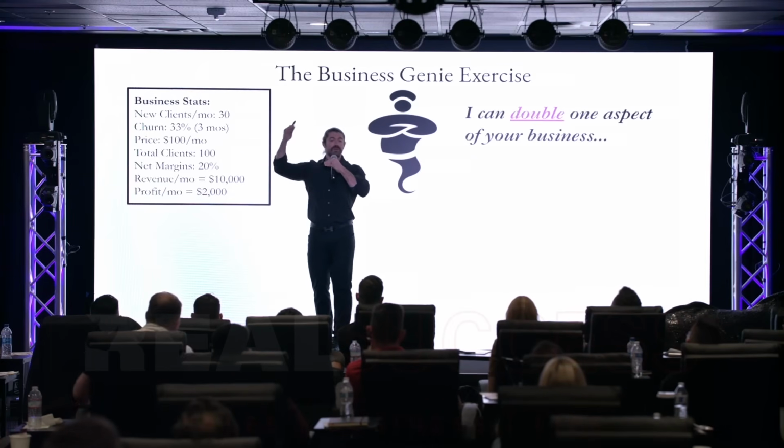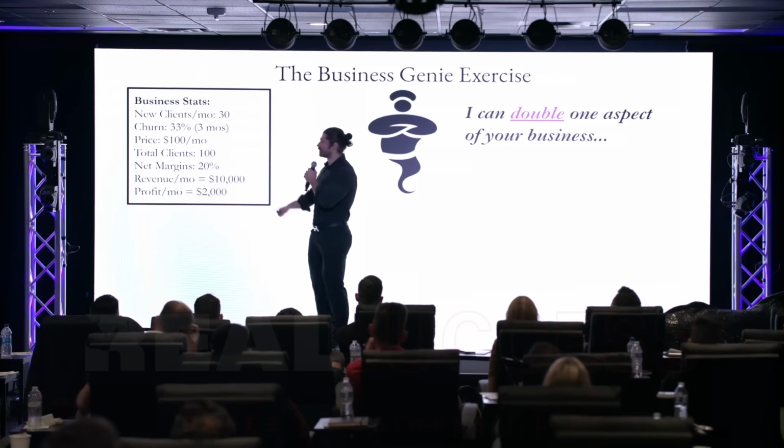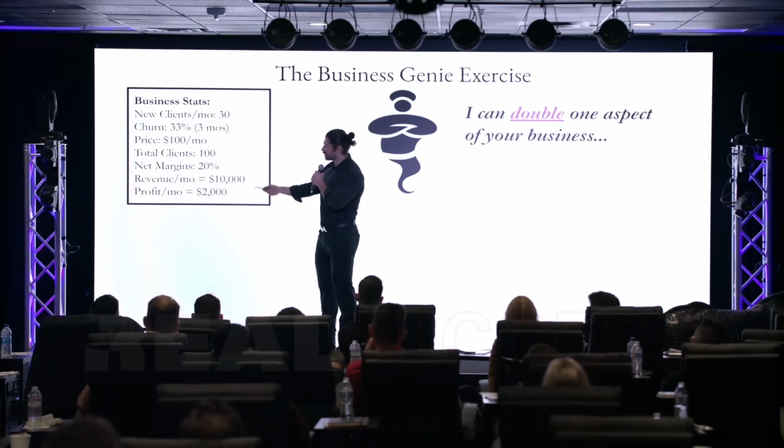That means that we're not going to grow at this rate. We're not going to shrink at this rate. We're going to stay even. We have 20% margins. We're doing $10,000 a month, which means we're taking home $2,000 a month. Sad face. This is our business.